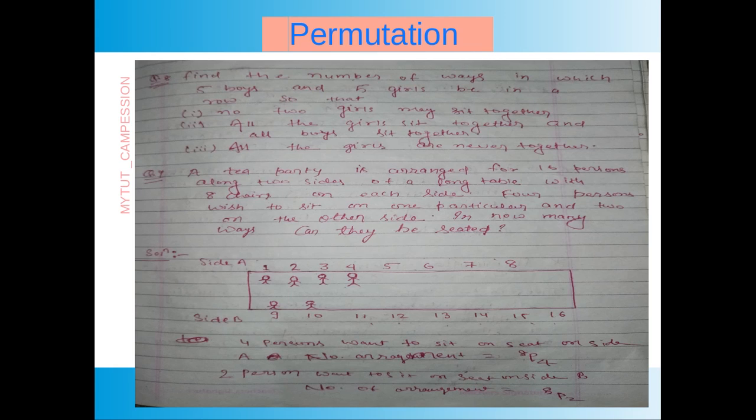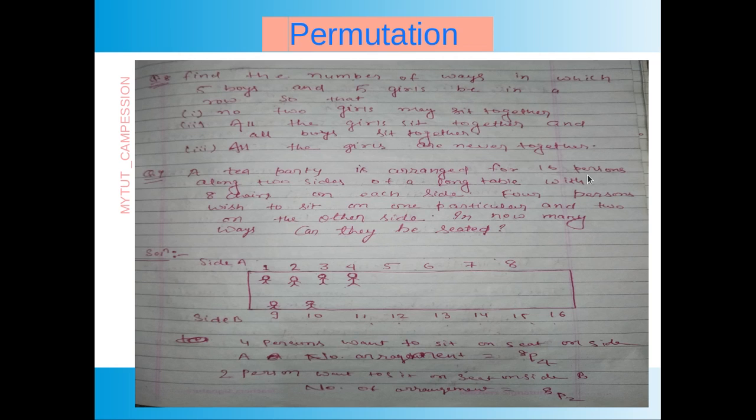Now the next question is: find the number of ways in which 5 boys and 5 girls sit in a row so that no 2 girls sit together, all the girls sit together and all the boys sit together, and all the girls are never together. This is for your homework.